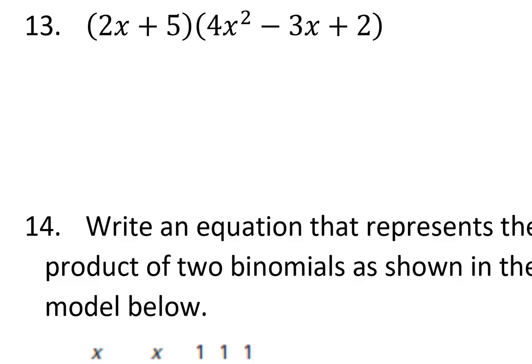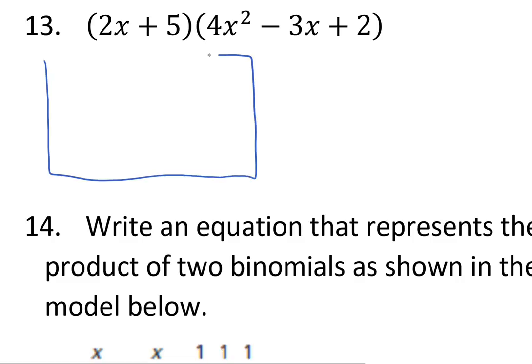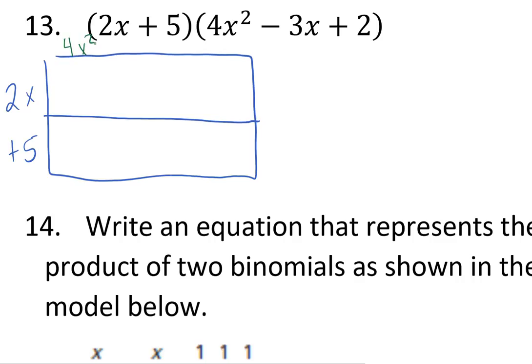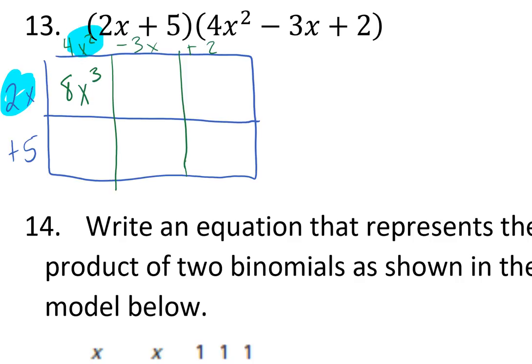We're going to do the box method. We're going to draw a nice rectangle. The short side is going to be the shortest polynomial, which is 2x plus 5. And then the long one is going to be this long one. So then we're going to have 4x squared minus 3x plus 2. We're going to cordon off our box like that. So then we multiply 2x times 4x squared, which is 8x cubed. Then we have 2x times negative 3. So we get negative 6x squared.